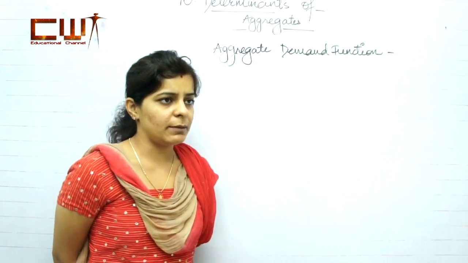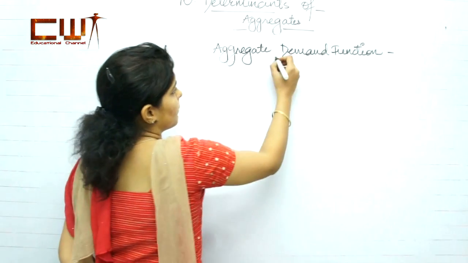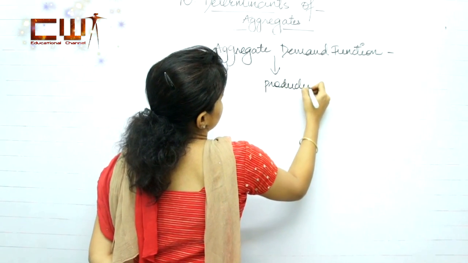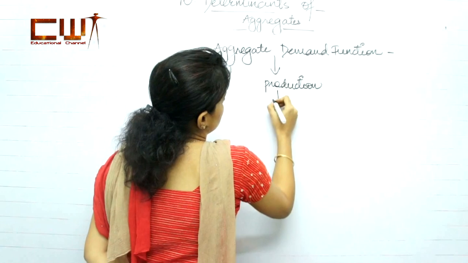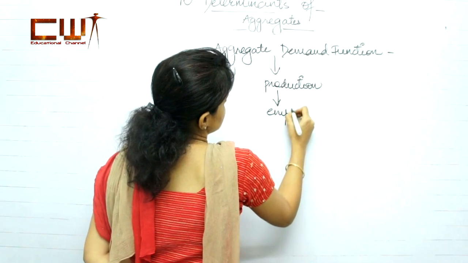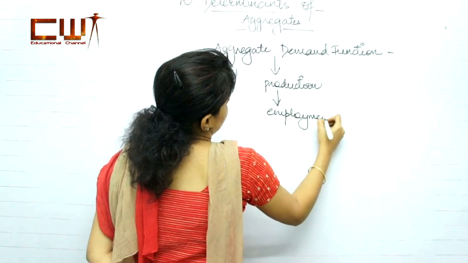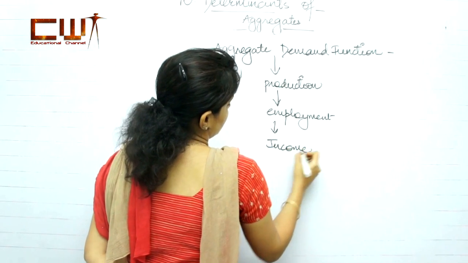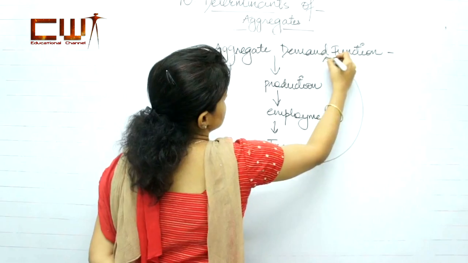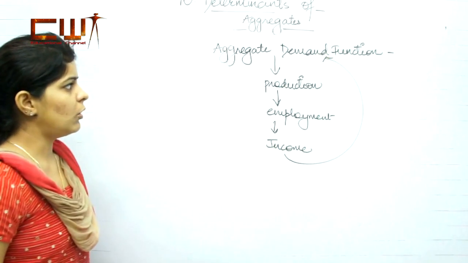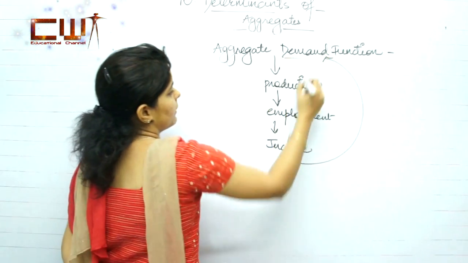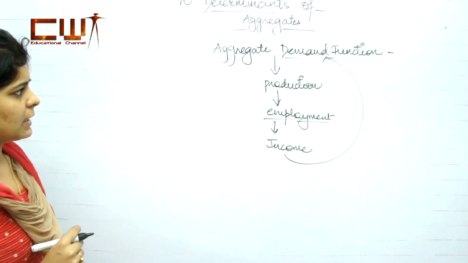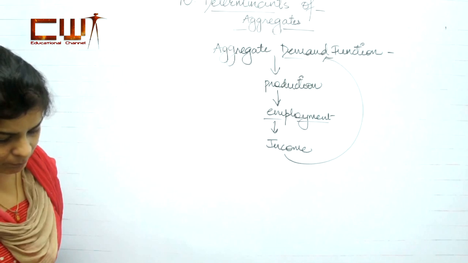If the demand increases, what will increase? Production will increase, right? If the production will increase, what will increase? Employment will increase. If employment is increasing, what will increase? Income. If income is increasing, what will increase? Demand. So we will study the relationship between demand and employment. What is the connection between the aggregate demand function and employment?